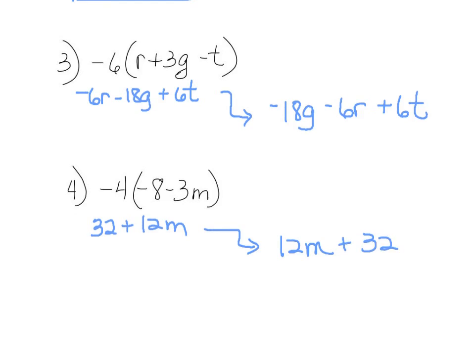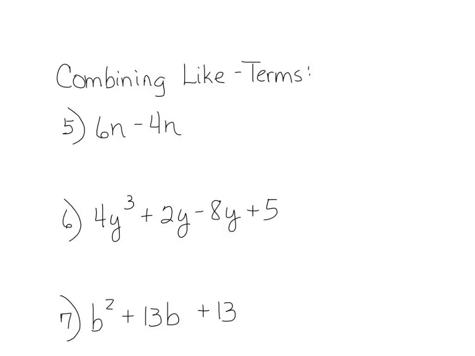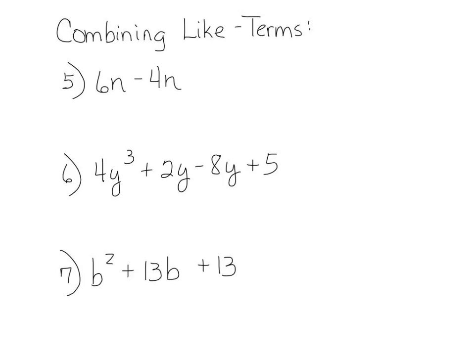Okay. All right, so now let's look at simplifying and combining like terms. Here we go, number 5. Write this down, 6n minus 4n. Well, we can see that 6n and 4n are like terms because they have the same variable raised to the same exponent. So we're going to combine or add 6n and negative 4n, and so our simplified expression is 2n.